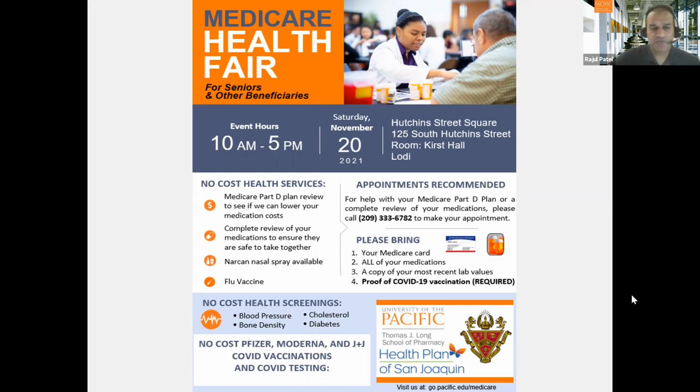One thing I want to mention too real quickly is that, if you don't have Medicare, you can still come to this event. It's not like you have to show your Medicare card. So if you have family or friends that just want a review of their medications, or they just want some of the screenings or services, it's completely open to the public. These events are targeted to older adults predominantly, others who have Medicare, people with permanent disabilities, end-stage renal disease, but it's open to the community. So anyone can come and take advantage of these services. Just wanted to be clear about that.